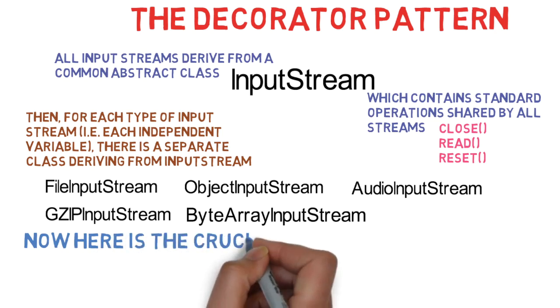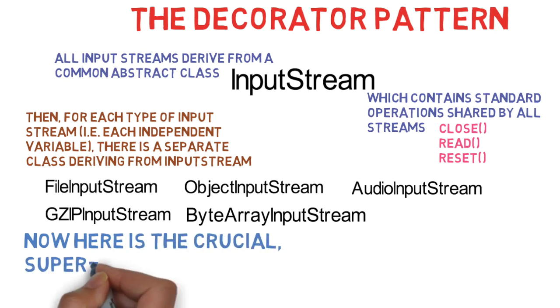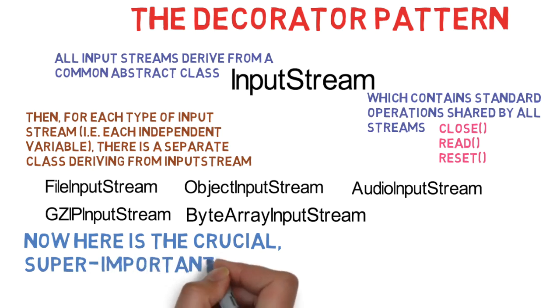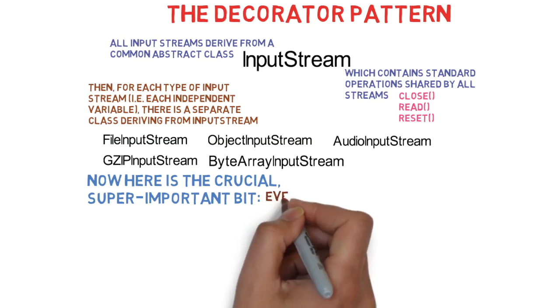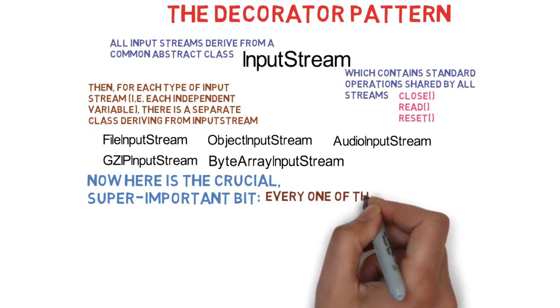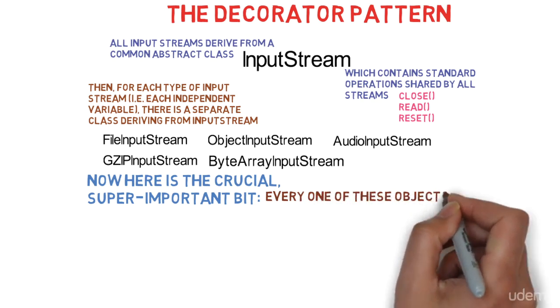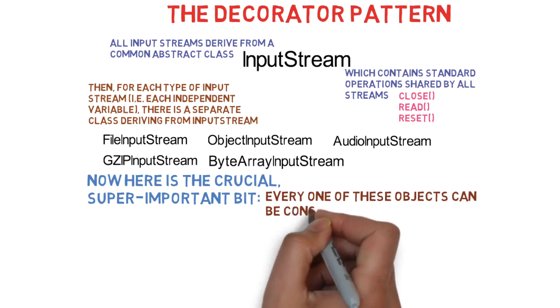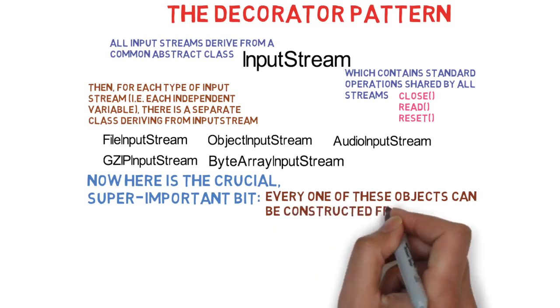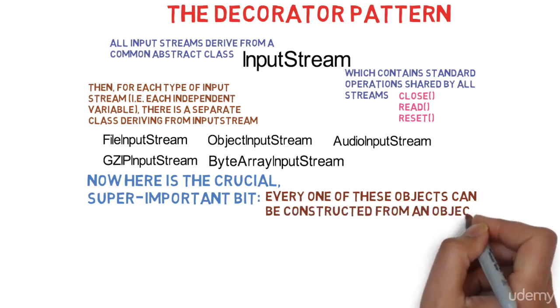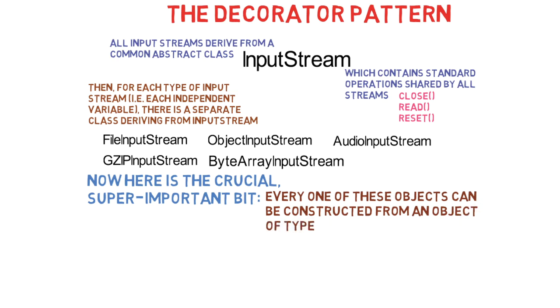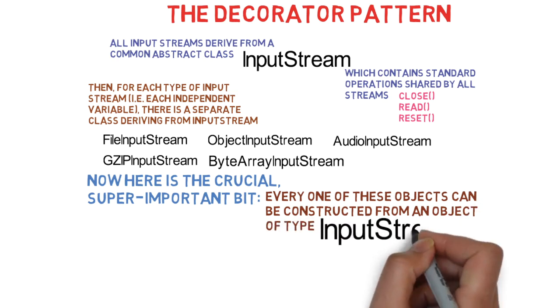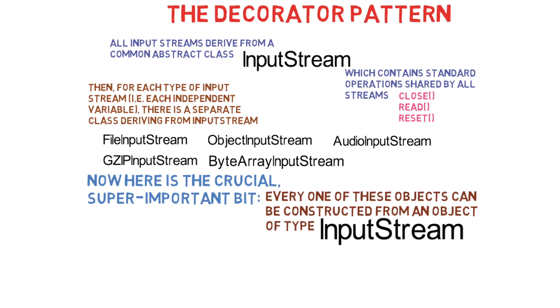Now, here is the crucial, super important part. Each of these objects that you see on screen, and there are many others, can be constructed from an object of type input stream. So an object of type input stream allows you to instantiate each of these different kind of objects. So input stream allows you to instantiate a file input stream, a byte array input stream, audio input stream, and so on and so forth.